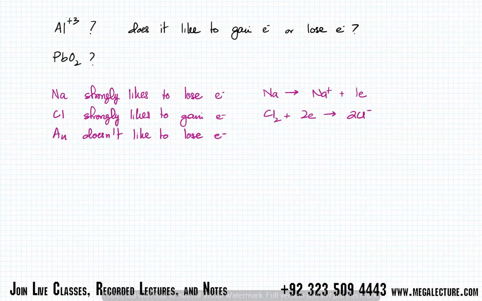So one thing is, we need to answer 2 questions. One is that, what do they want to do? And remember, it's a relative thing. Remember, the whole idea is a relative thing. If I want to compare sodium and potassium, then potassium likes to lose electrons even more compared to sodium. So it's a relative thing.